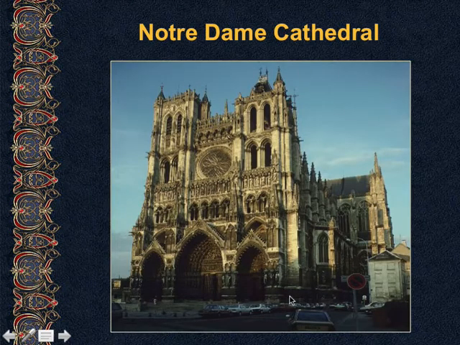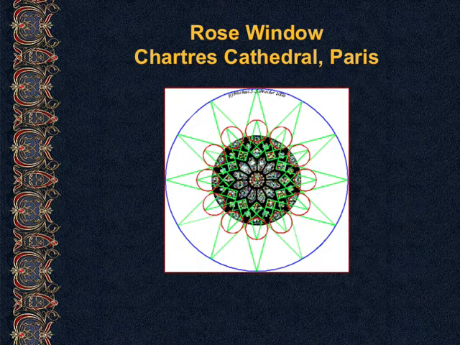Notre Dame is probably one of the most famous cathedrals in the world. It has examples of all these things we talked about for Gothic cathedrals. It is located in Paris, and it is an incredibly famous cathedral.